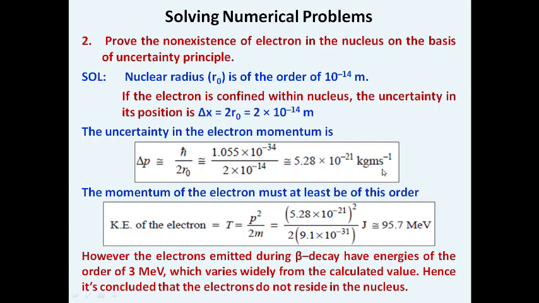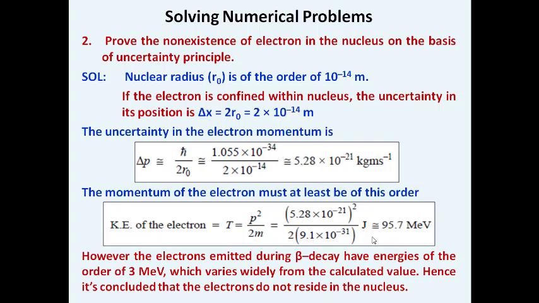Now we are going to find out the momentum of the electron, which must be of the order of this level. I am saying it's a minimum value. If you start calculating the kinetic energy of the electron, the term T will be equal to p squared by 2m. If you substitute the minimum values from the above calculations in this formula, you get the kinetic energy of the electron equal to 95.7 million electron volt. So it says that if there is a possibility of electrons being available inside the nucleus, the kinetic energy of the electron should be equal to or greater than 95.7 million electron volt.